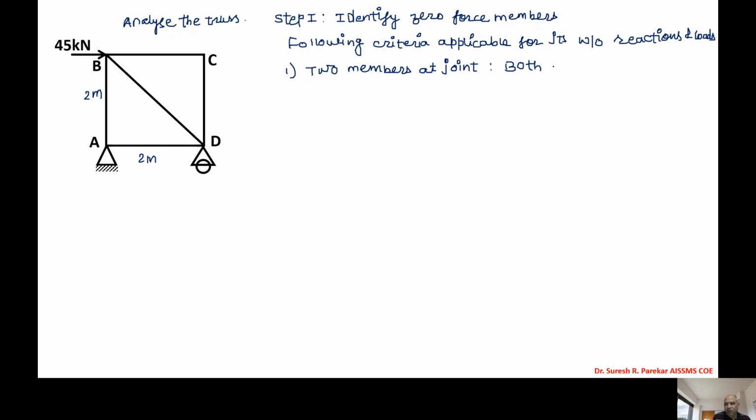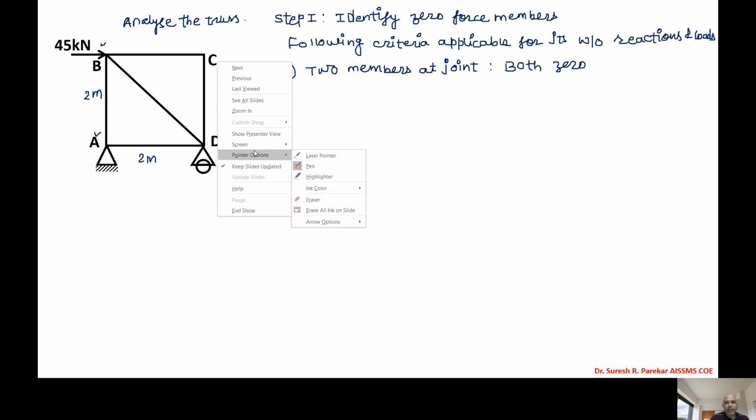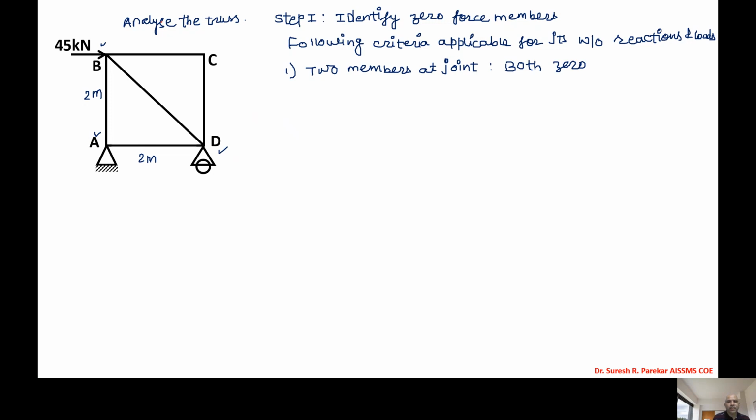So do we have this situation? We have at A reactions, at D reactions, at B a load, and at C we do not have any reaction or any external load. How many members are there? Two. So both are zero. So CB is also zero, CD is also zero.